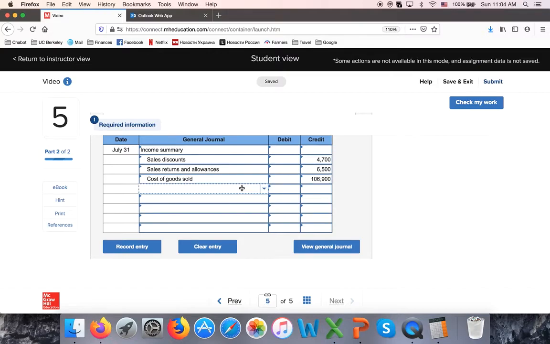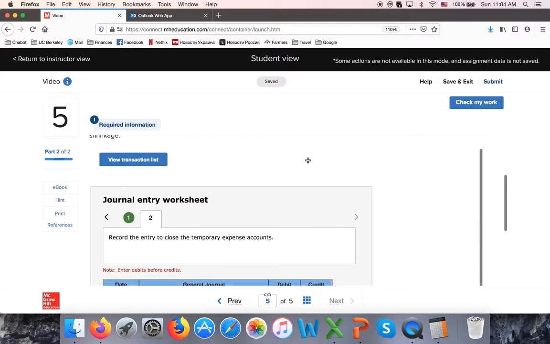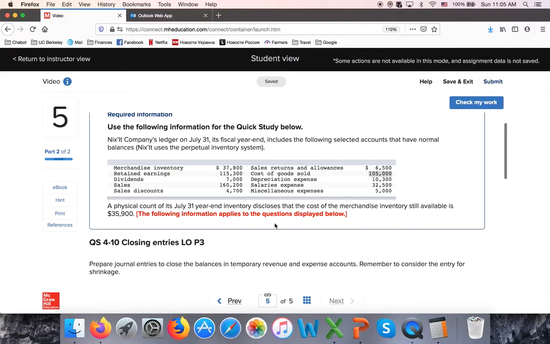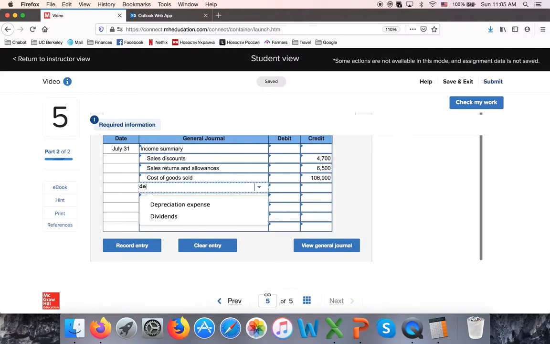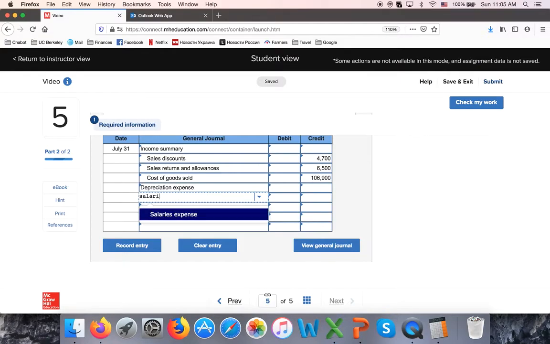106,900, because it was increased when we adjusted for shrinkage. And then your expenses, there's 3 expenses. I'm just going to copy them: depreciation, salaries, and miscellaneous. So depreciation expense, salaries expense, and miscellaneous expenses. So depreciation is 10,300, salaries expense is 32,500, and miscellaneous expenses is $5,000.